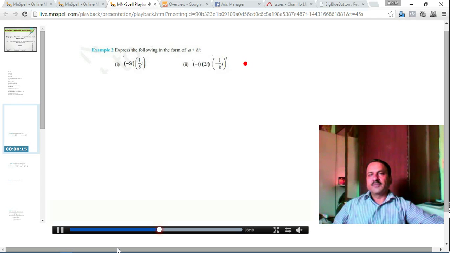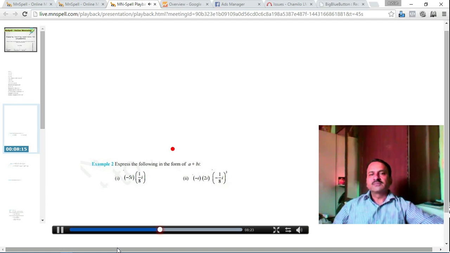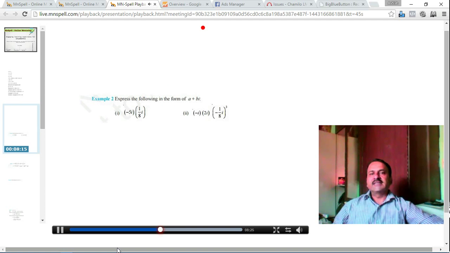Now next topic is simplification. Now we should do some simplification problems. See these examples. This is the first example. The question is minus 5i into 1 upon 8i. You will do a very simple mathematical operation. Minus 5 into 1 by 8. You will get minus 5 by 8.